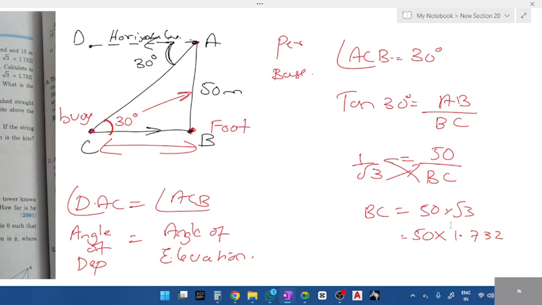Completed? Okay. And you can use any alphabet: A, B, C, P, Q, R, X, Y, Z, any alphabet can be used. What's the answer, Naomi? What did you get? 86.6 meters.